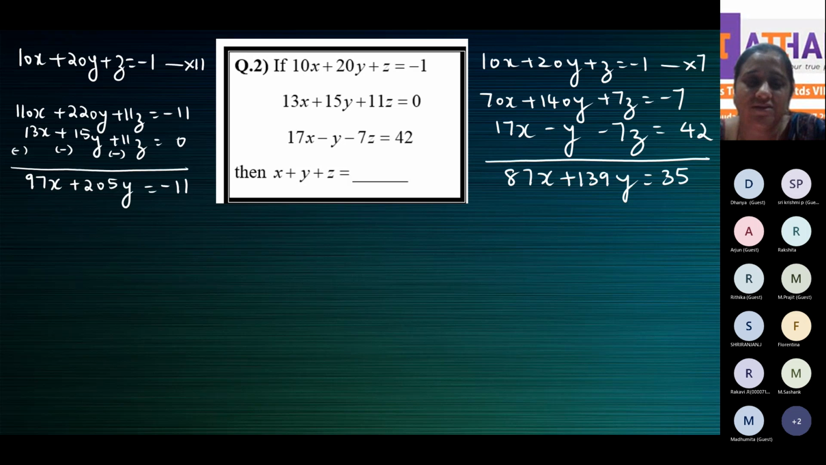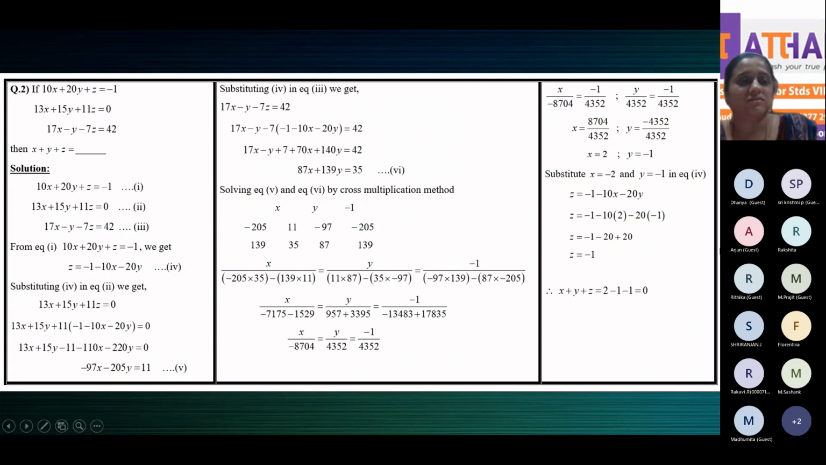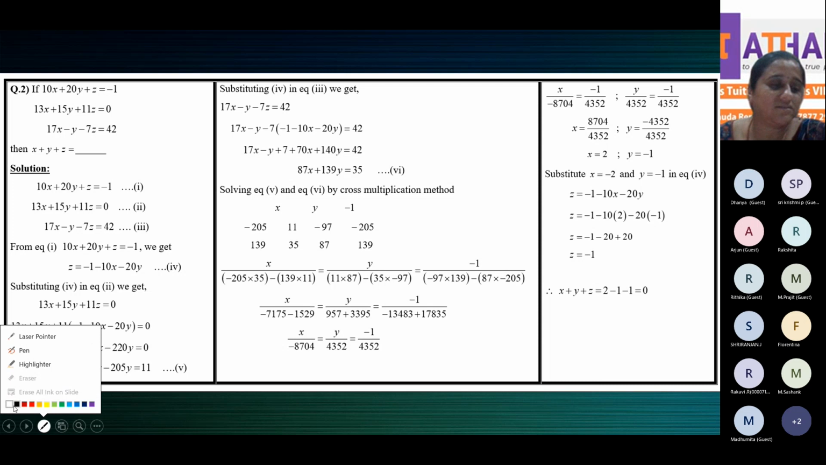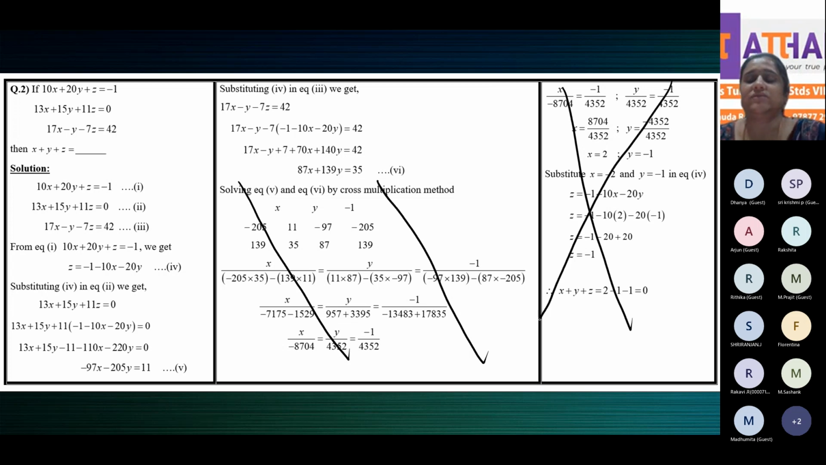Your substitution method, is it? Yes, ma'am, that I have here. You can see, here I have worked the way you told me. And you can see the numbers are large, so use the cross multiplication method. See, this is the cross multiplication method. So this method you cannot use. We use this method when the numbers are large.